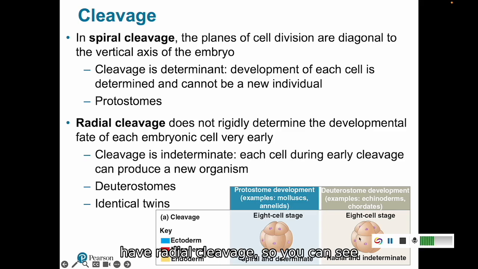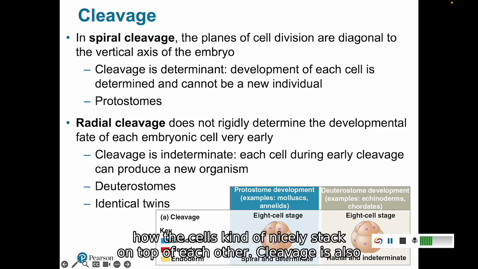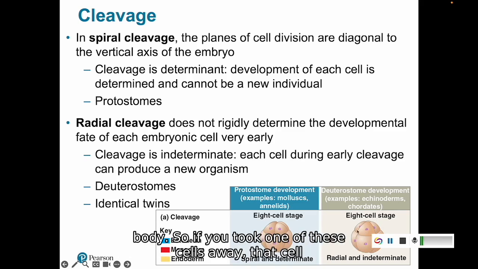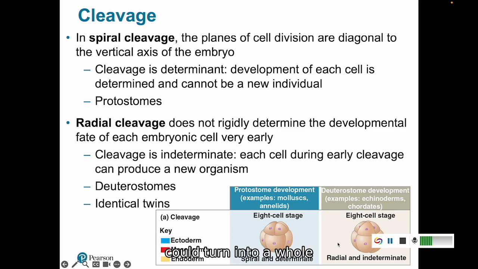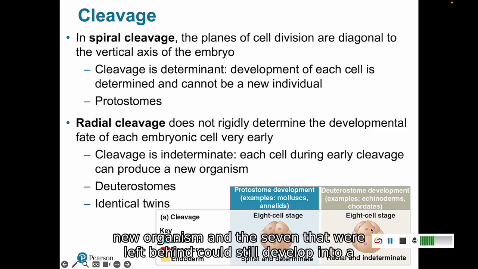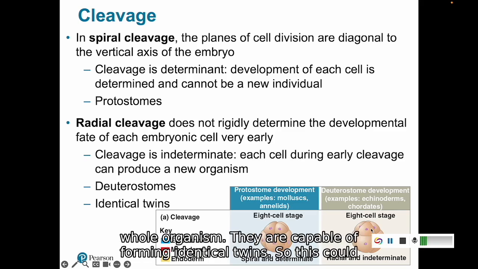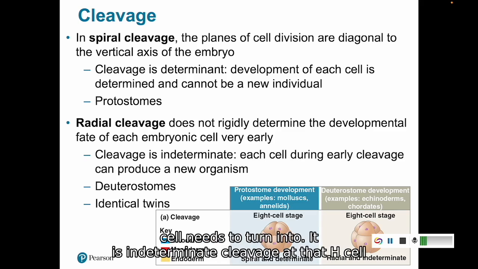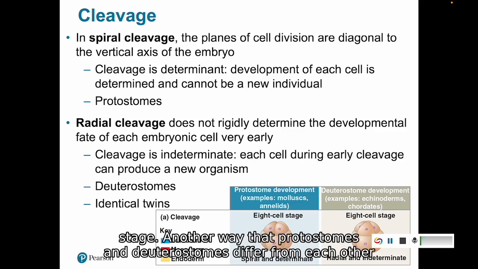In deuterostomes, we have radial cleavage. You can see how the cells nicely stack on top of each other. Cleavage is also indeterminate, so each of these cells still could develop into anything in the body. If you took one of these cells away, that cell could turn into a whole new organism, and the seven that were left behind could still develop into a whole organism. They are capable of forming identical twins. So this could divide in half, and it would be just fine. It has not yet determined what each cell needs to turn into. It is indeterminate cleavage at that 8-cell stage.